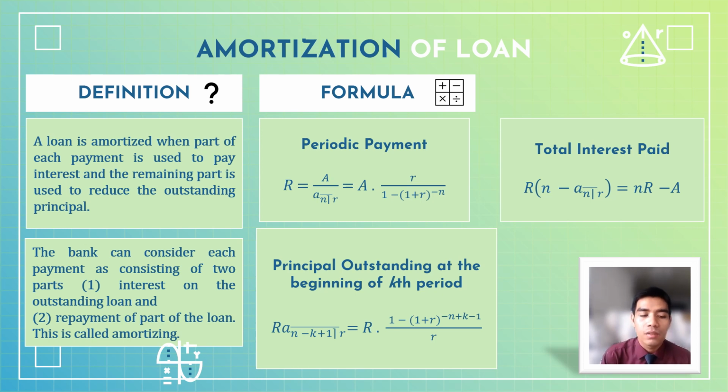In real life, the bank can consider each payment as consisting of two parts. First is interest on the outstanding loan, and the second part is repayment of part of the loan. That's why this is called amortizing. About the formulas of the amortization of a loan, there are three formulas. First, the formula of periodic payment. Second, total interest paid. And third, principal outstanding at the beginning of each period.